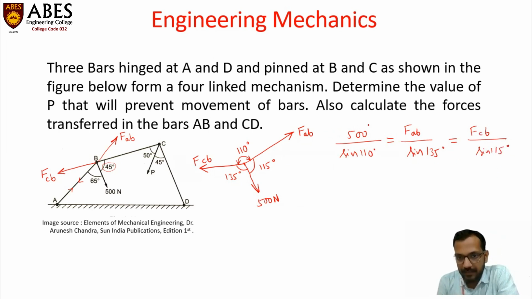First of all, let's consider the first two terms. Using these two terms, we can calculate FAB, that will be equal to 500 sine 135 upon sine 110 degrees.